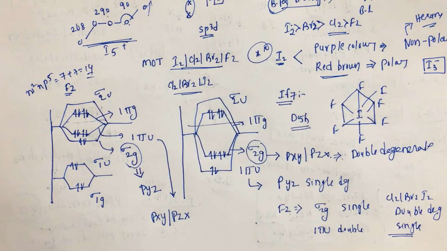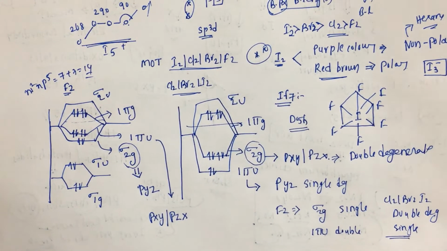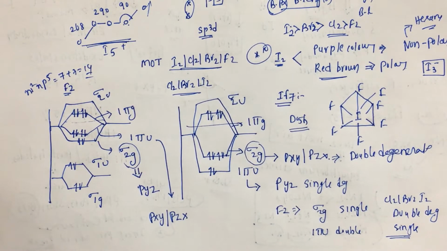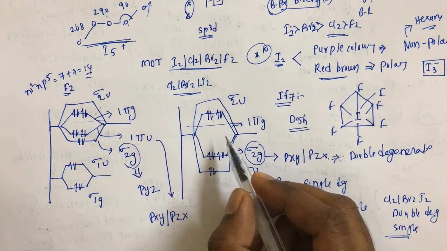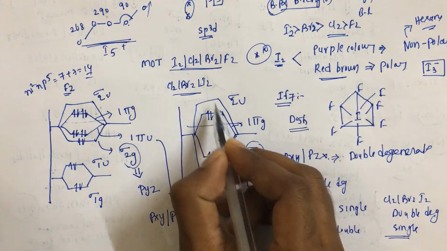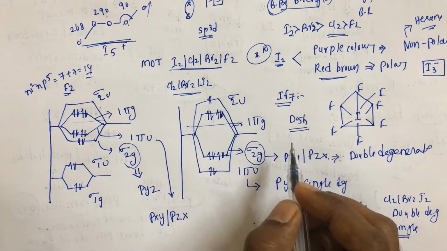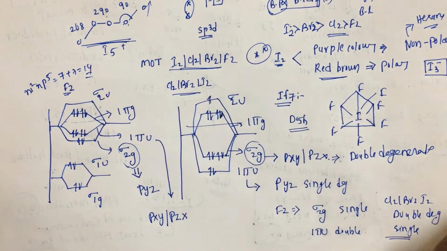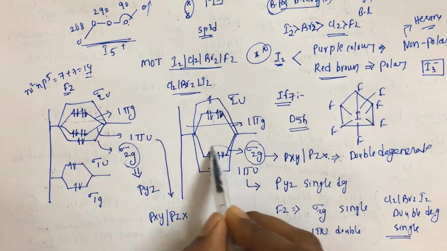Okay, and then it may be possible that if it is in an excited state, this electron may go here. Okay, this is fine. So you just need to remember this one.